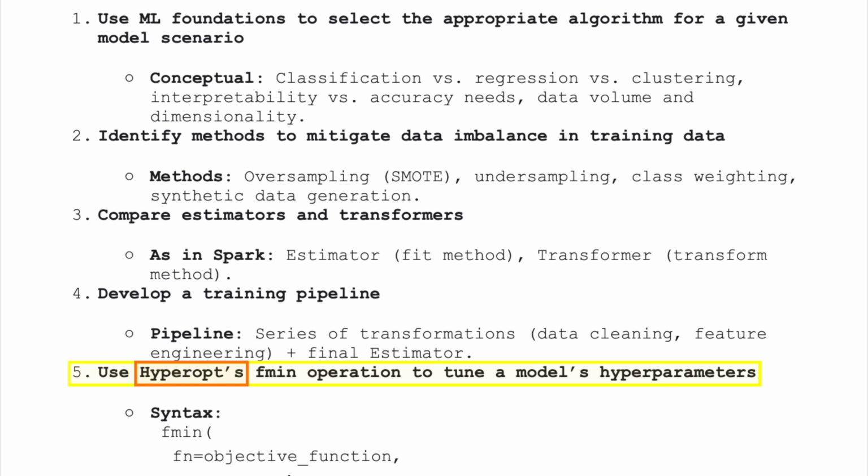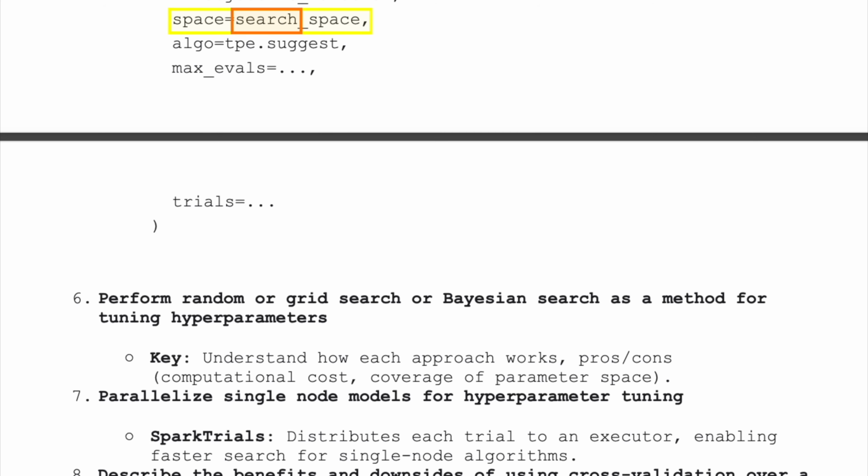5. Use Hyperopt's fmin operation to tune a model's hyperparameters. Syntax: fmin(fn=objective_function, space=search_space, algo=tpe.suggest, max_evals=, trials=). 6. Perform random or grid search or Bayesian search as a method for tuning hyperparameters. Key: understand how each approach works. Pros and cons: computational cost, coverage of parameter space.